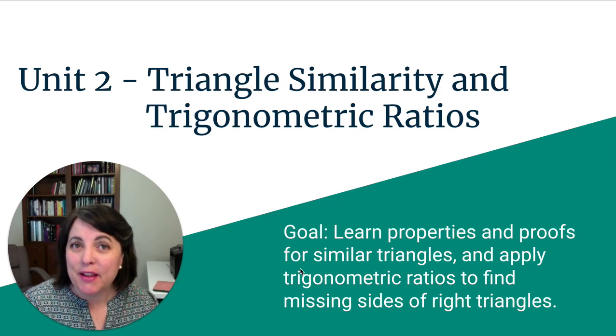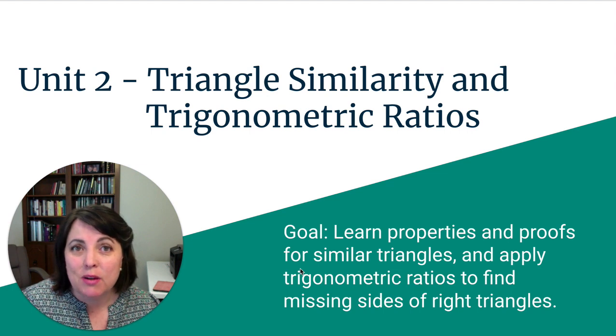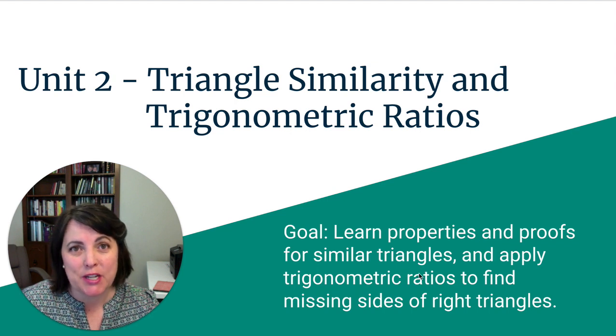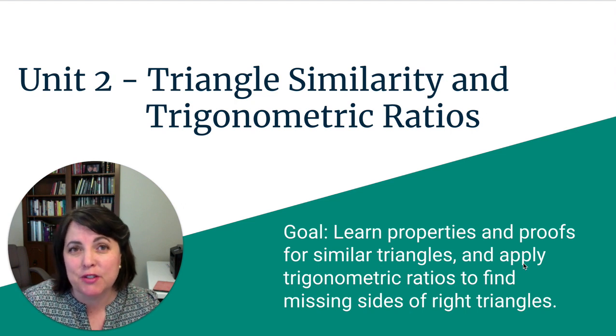This is Secondary Math 2, Semester 2, Unit 2: Triangle similarity and trigonometric ratios. What we're going to do is focus on the properties and proofs for similar triangles that we talked about in our last unit. If you need help, you can always go to my website and look up some of those recordings if you need some review. Then we're going to apply trigonometric ratios to find missing sides of right triangles.